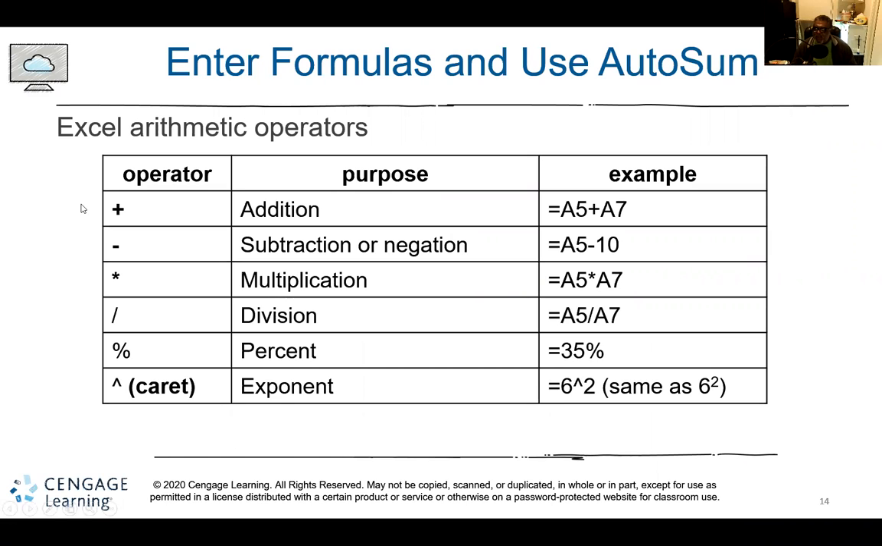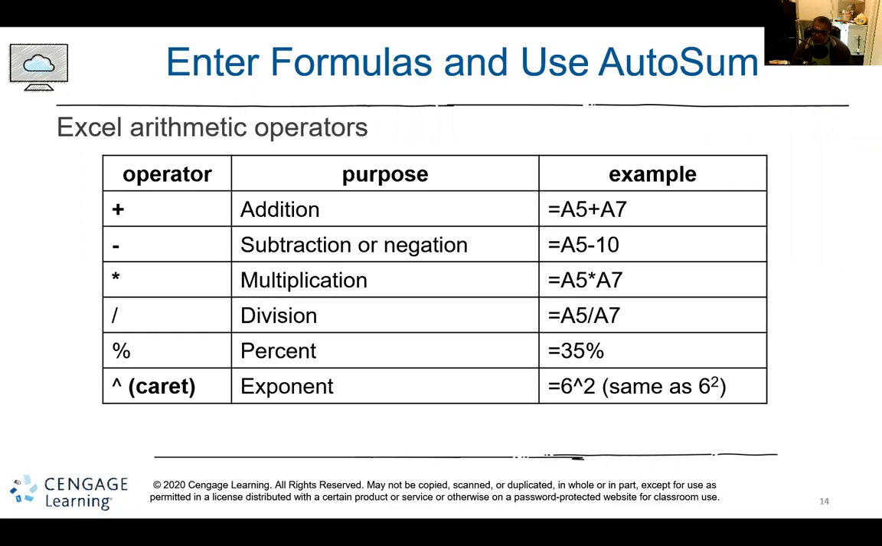Here are some of the arithmetic operations that can be performed. You could do a plus, minus. The asterisk is a multiplication. Division, of course, is forward slash. Percentage. Carets are exponents. And on the other side, you can see examples of that.